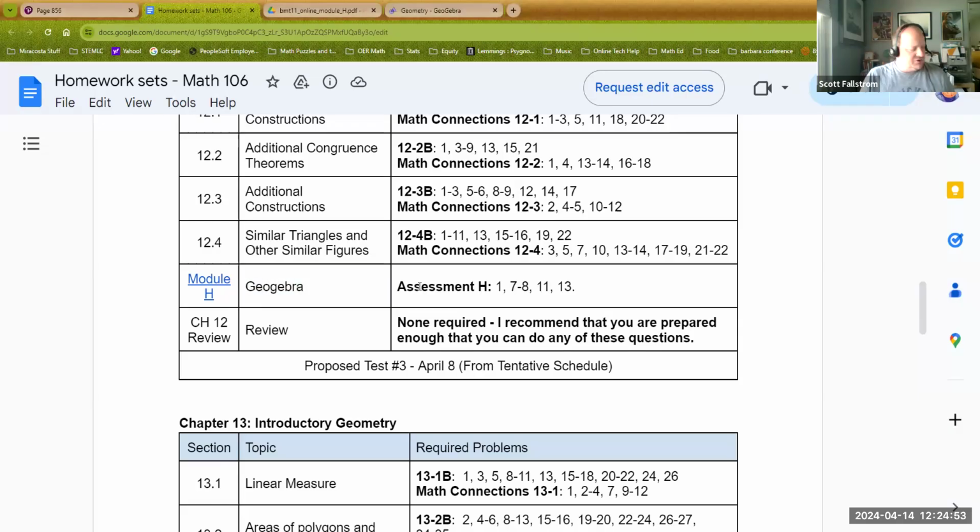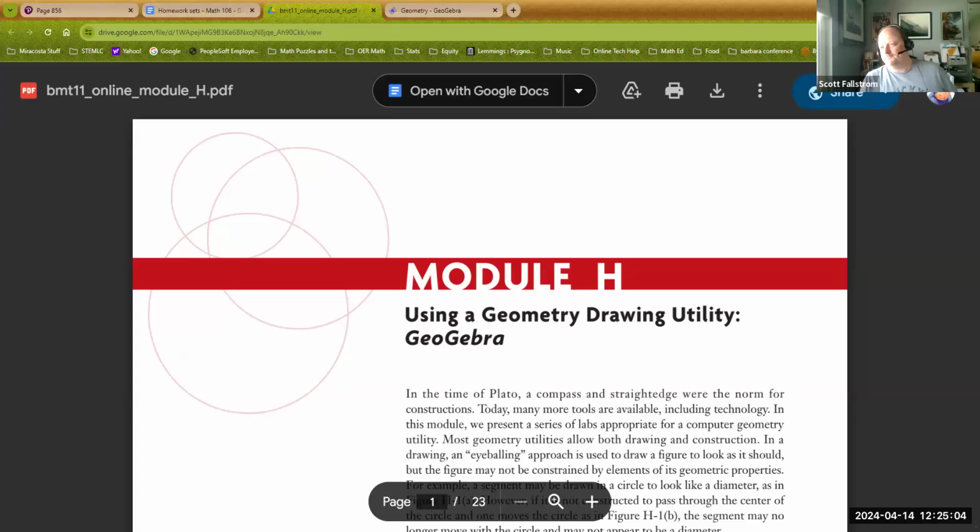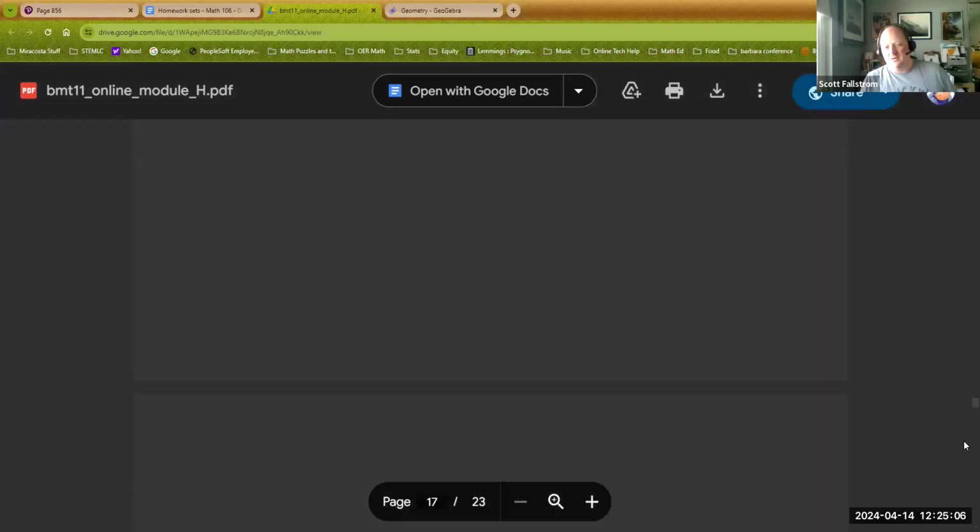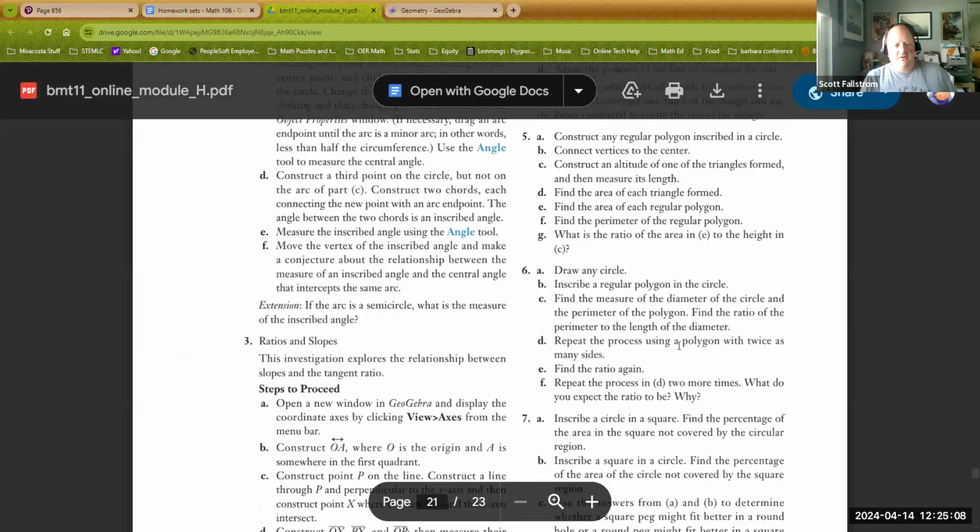Since this one was GeoGebra, just showing a picture probably wouldn't do it justice. So I'm going to go ahead and record this one, and hopefully that helps show you the steps. We're going to do 1, 7 to 8, 11, and 13. So let's take a look together, and again, just pull down all the way to the bottom on these.